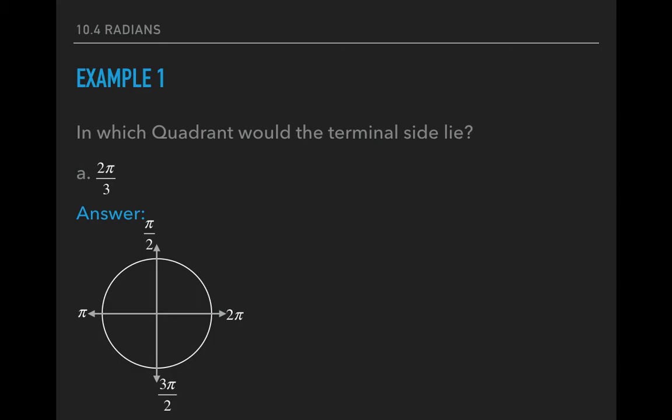Okay, now we're still just trying to figure out where would the terminal side lie. Well, think about it here. 2/3 is greater than 1/2, right? But it's less than 1. So where does that fall here? Well, 1/2 is that 90-degree mark, and 1 is pi, so it must fall in between there. It's about 2/3 the way to your 1 mark, to pi. So it would be in quadrant 2.